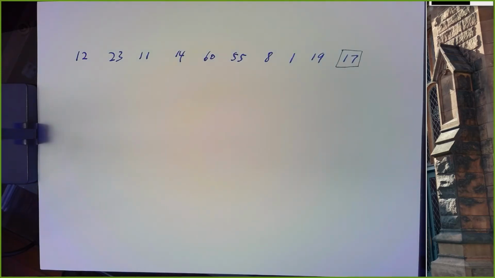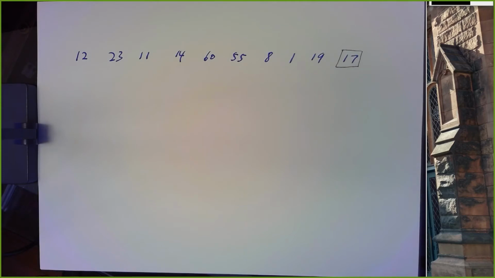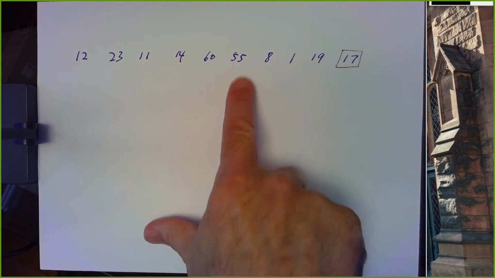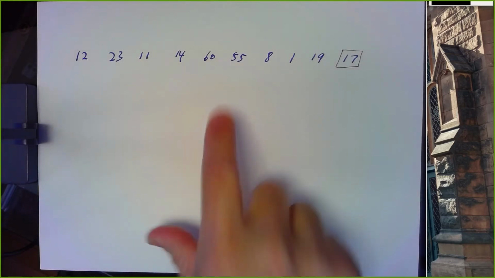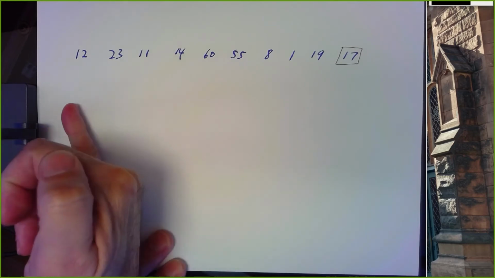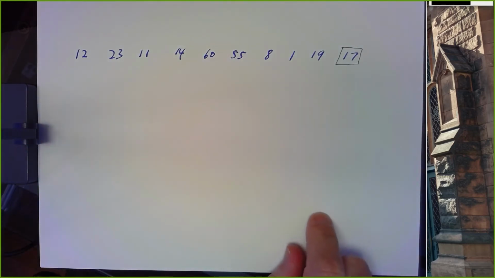So how are we going to figure out where the 17 should go without sorting the whole list? There's an order n approach we can take. We're going to move this one number into its proper spot. And the observation to make here is that when 17 is in its proper spot, everything to the left of it should be smaller, and everything to the right of it should be larger.